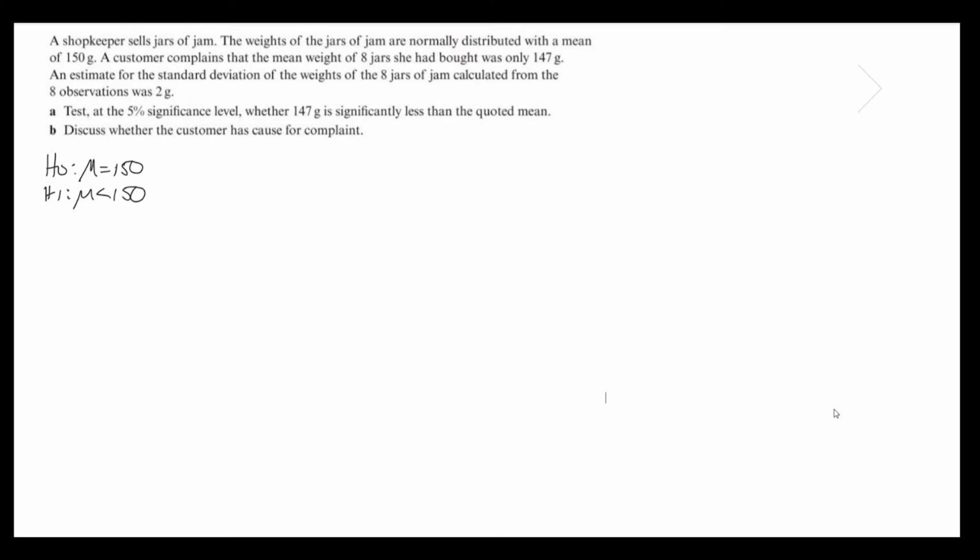We know our n value is 8. I'm going to collect all of the values we might use in our calculations. The mean from the sample is 147. The sample standard deviation is 2, and the significance level is 5%. This is a one-tailed test, so we'll go with that 5%. Okay, degrees of freedom, 8 minus 1 gives us 7.